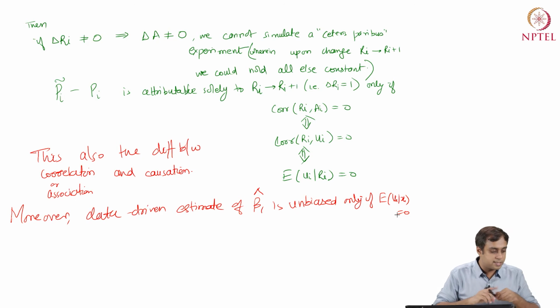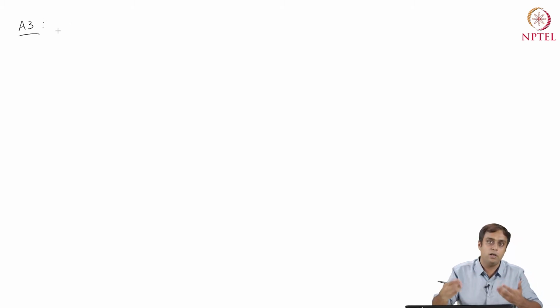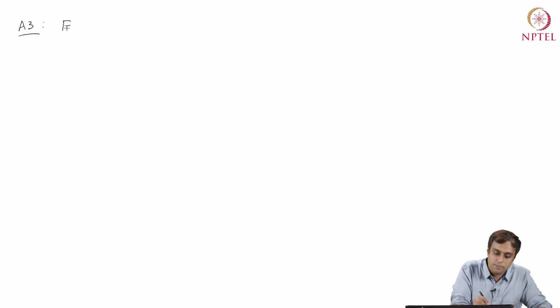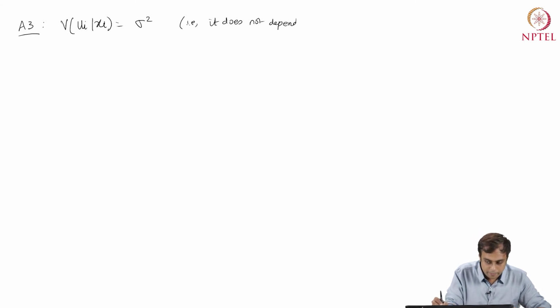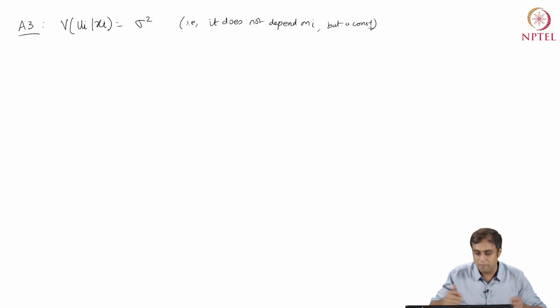Okay, so moving the discussion forward, we have looked at 2 assumptions till now. We will now quickly look at a few more assumptions of the regression model and end this lecture. The third assumption is that the variance of ui given xi is sigma squared, right? That is, it does not depend on i. It is a constant, but a constant which is the same for all i's.